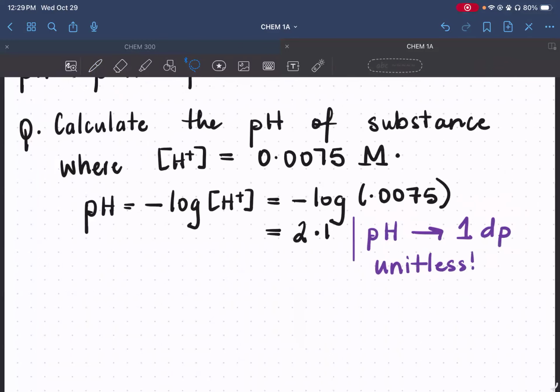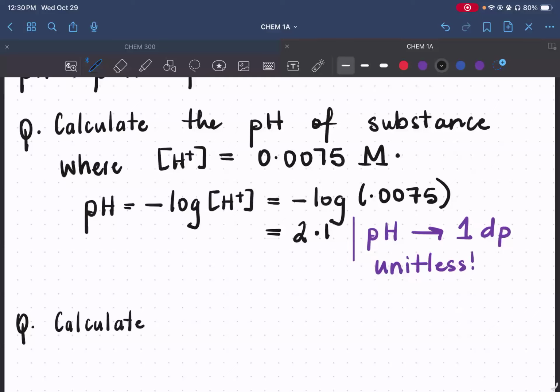But traditionally, we write pH to 1 decimal place, and the value of pH is unitless. So you would simply say the pH is 2.1, full stop. This is a pretty simple one. Let's try another.